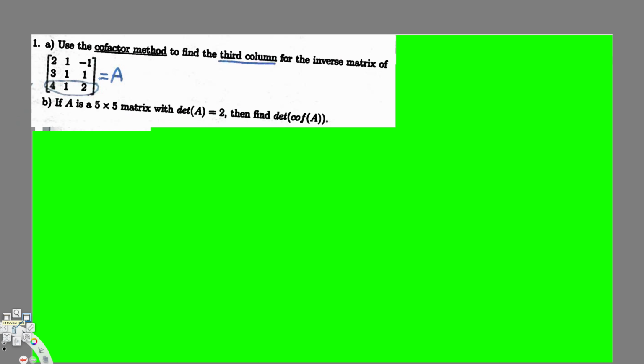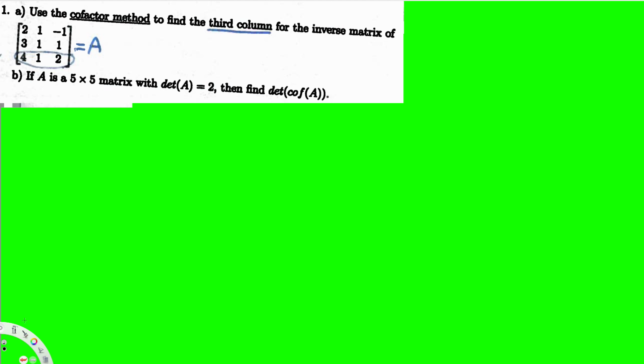Let's do this problem right here. The question is asking: use the cofactor method to find the third column of the inverse matrix of A. So let's see how we can do this.